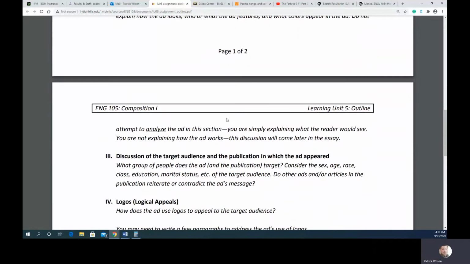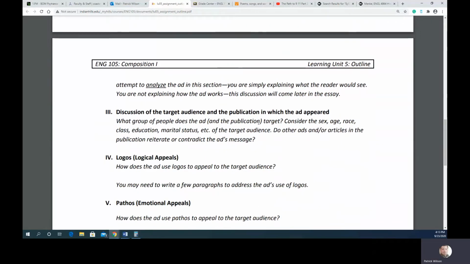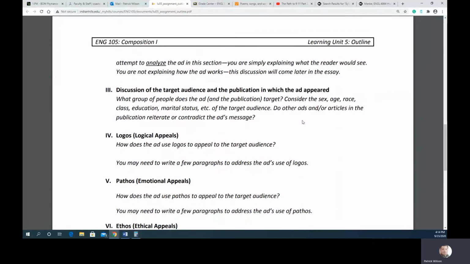Remember, if you go back to essay 1, we talked a little bit about who the audience of a narrative and a descriptive paper would be. And usually we said it would pretty much be people in the class, the teacher, maybe a universal audience. But if you look here, what they're really wanting you to zero in on is what is the age, what is the sex, what is the race, what is the class, what is the education, what is the marital status of your particular target audience.